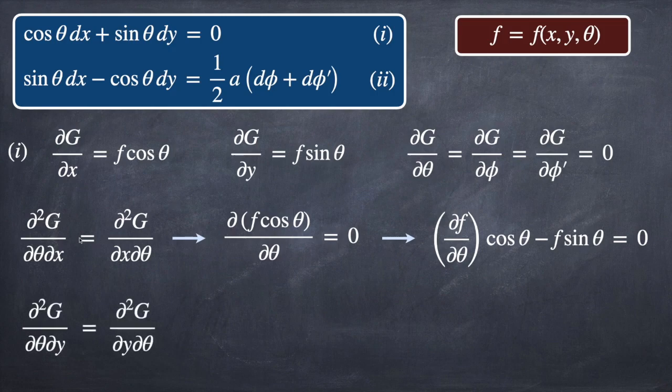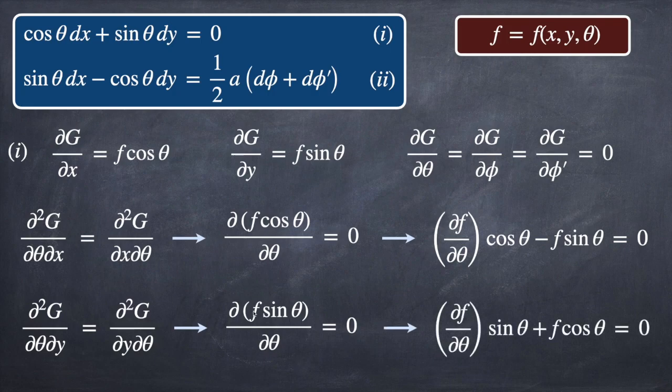We're going to do exactly the same, but instead of x, it's going to be y. So del g del y is f sine of theta. This is going to be the difference between this case and this one. And calculating this partial derivative of the product, we will obtain del f del theta multiplied by the sine of theta plus f multiplied by the cosine of theta, which is the partial derivative of sine of theta with respect to theta. And this is equal to 0.